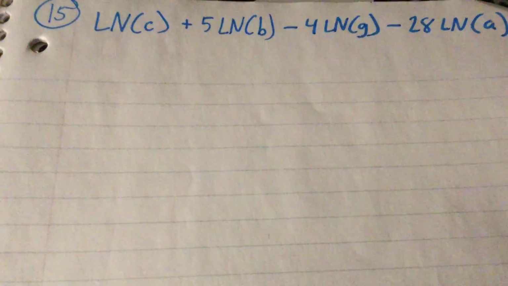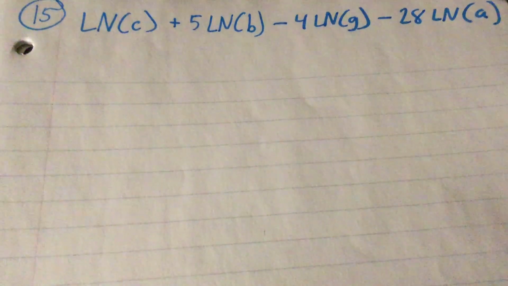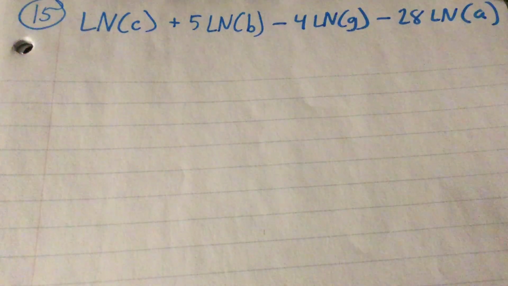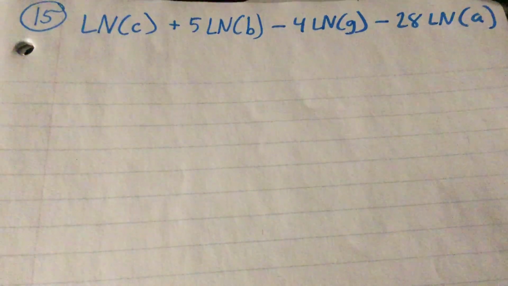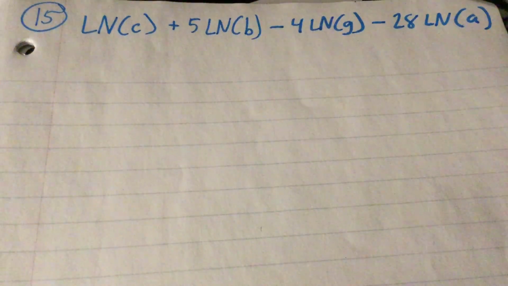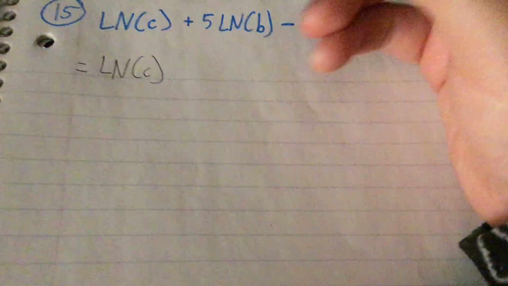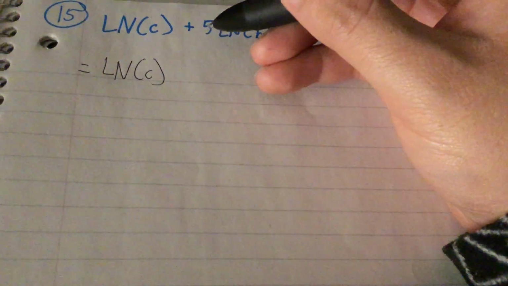All right. Ooh, ginormous. Take a deep breath. Natural log of c plus 5 natural log of b minus 4 natural log of g minus 28 natural log of a. Okay. So there's no factor out in front of c, so I could just rewrite this as the natural log of c. There is a factor out in front of the next one, so the factor can become an exponent on the inside.